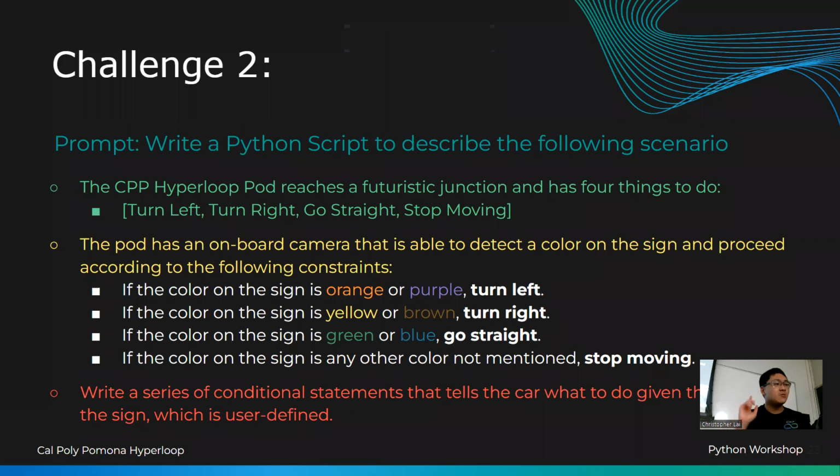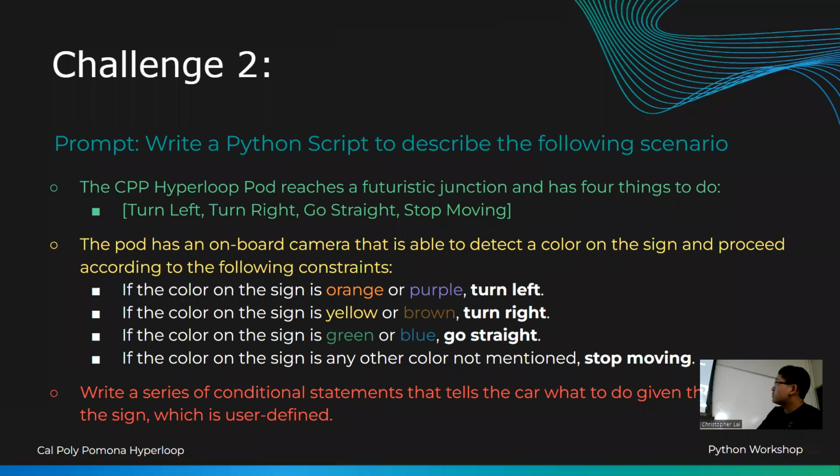So this one is: write a Python script to describe the following scenario. The CPP Hyperloop pod reaches a futuristic junction and has 4 things to do. It can turn left, turn right, go straight, or stop moving. It's kind of like going into a 4-way street and turning based on whatever color the traffic light is.